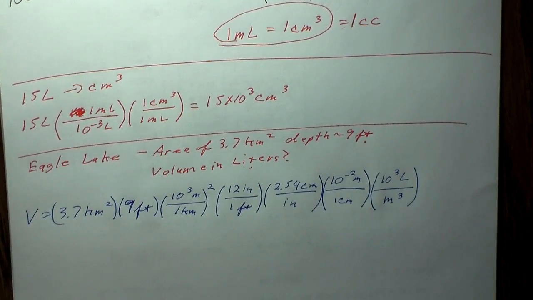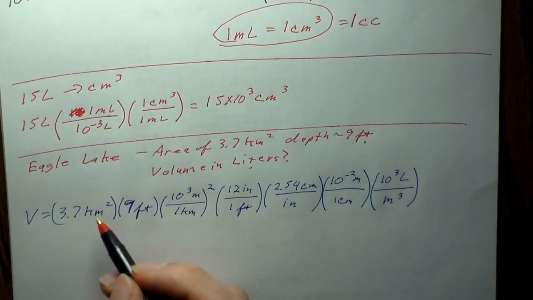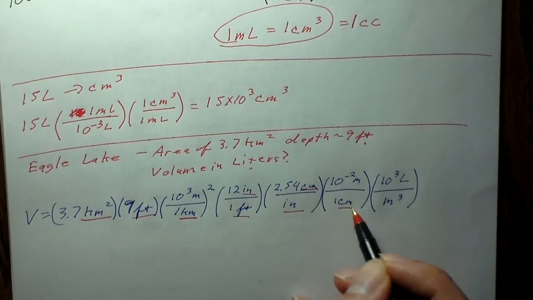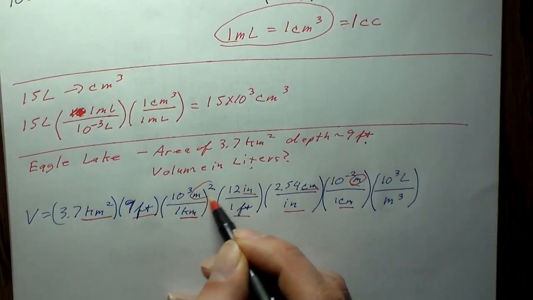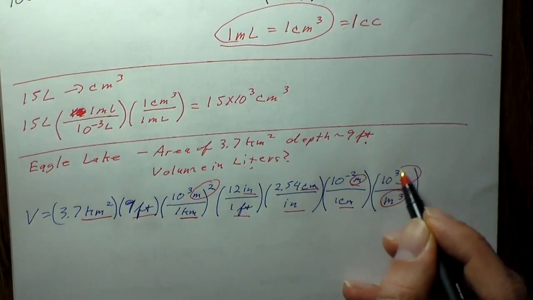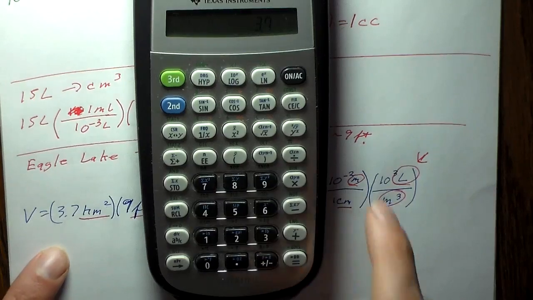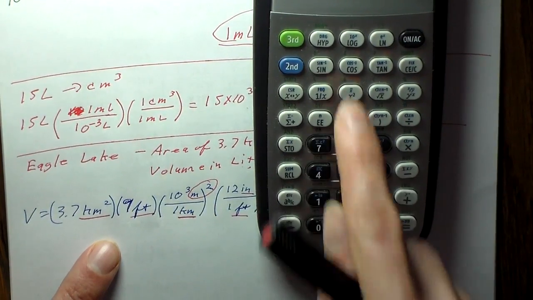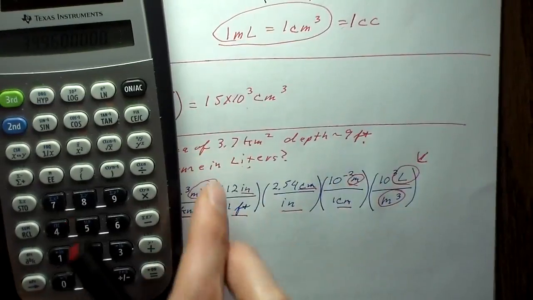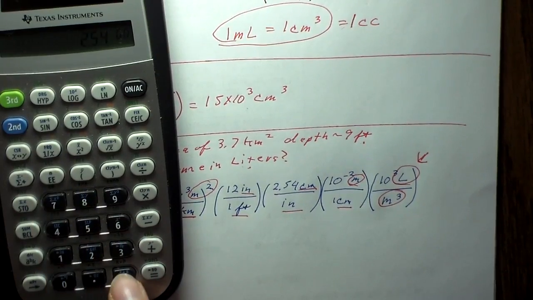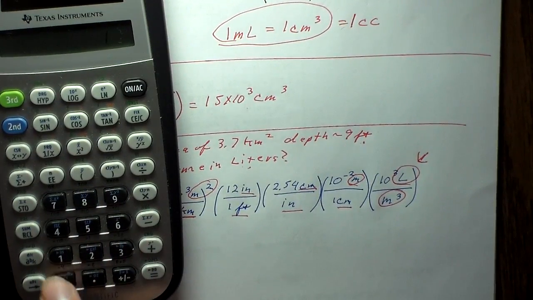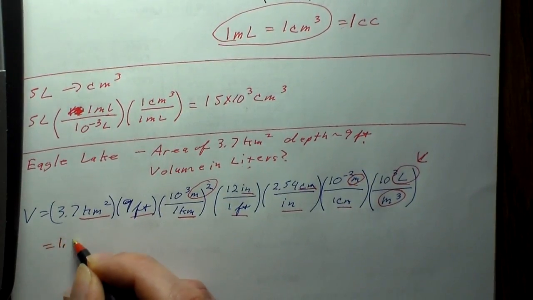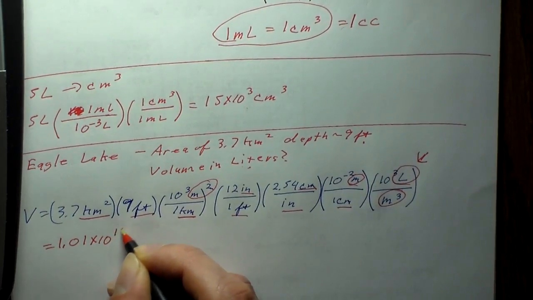Even though it's a fairly long and involved equation, it all works out. If we look here, my square kilometers cancel out, my feet go away, my inches go away, my centimeters go away, and then I'm going to have meters and square meters. That's going to cancel out with these cubic meters, and I'm just going to be left with my liters, for 3.7 times 9 times 10 to the third squared times 12 times 2.54 times 10 to the minus 2 times 1,000. We're going to get that our volume for this lake is equal to 1.01 times 10 to the 10th liters.